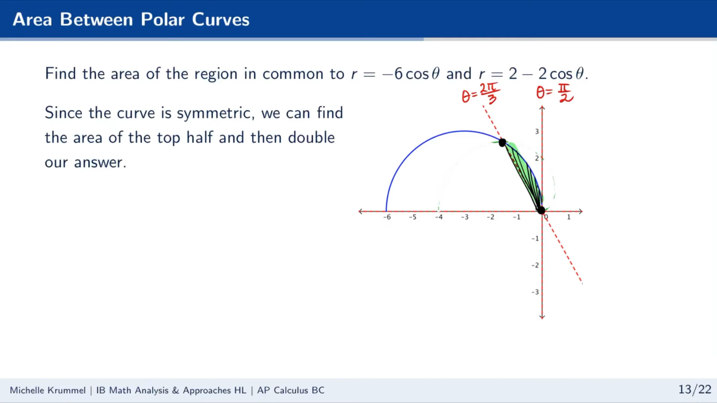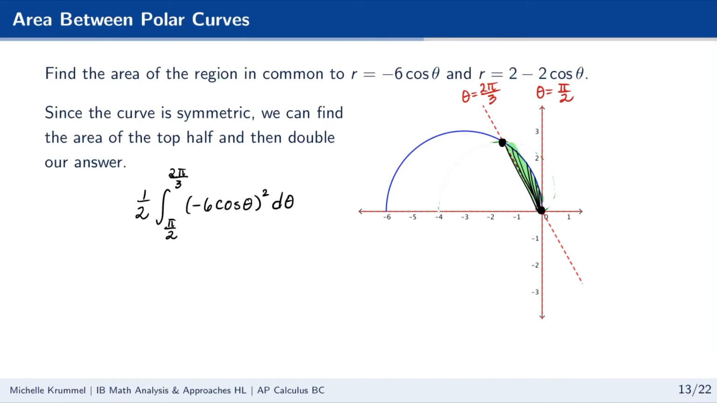So we're going to set up an integral to go from pi over 2 to 2 pi over 3, r squared times 1/2 d theta. And let's make sure we use the right r equation. This is the circle, so it's the (-6 cosine theta) squared d theta. Okay, that's going to give us that little green part right there.